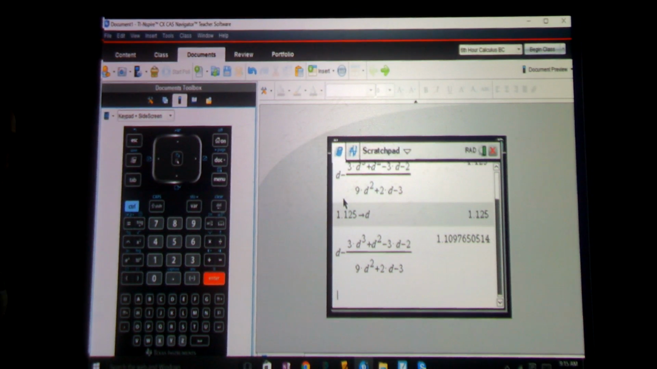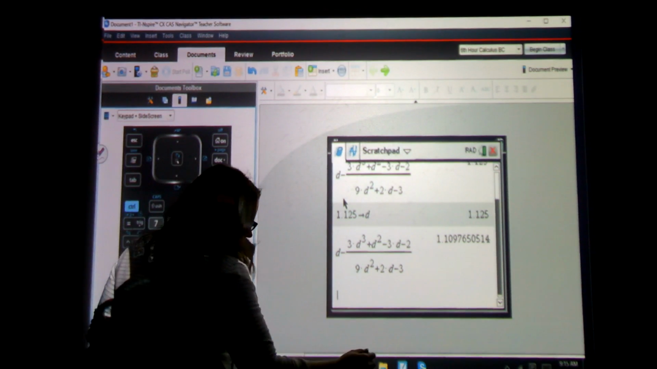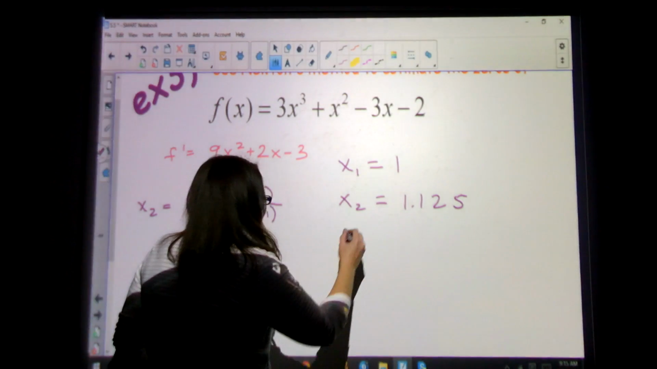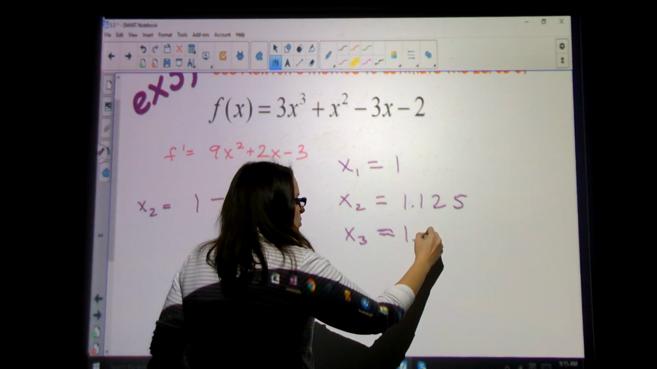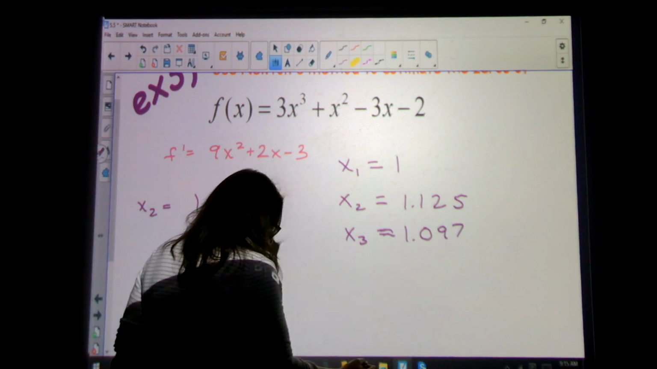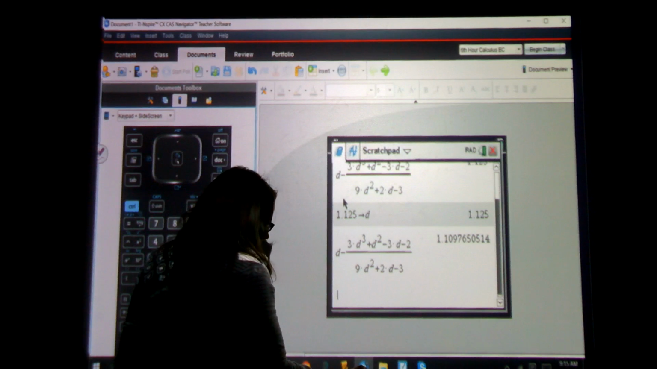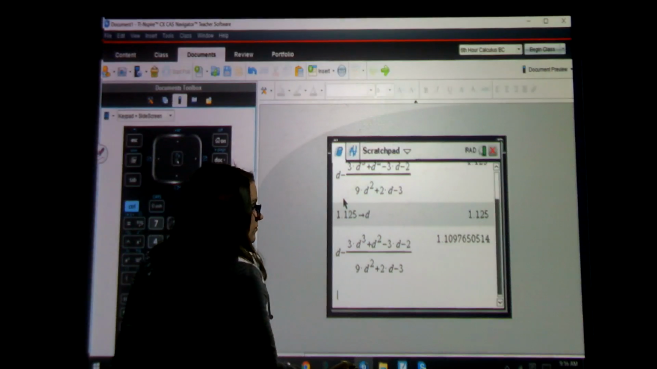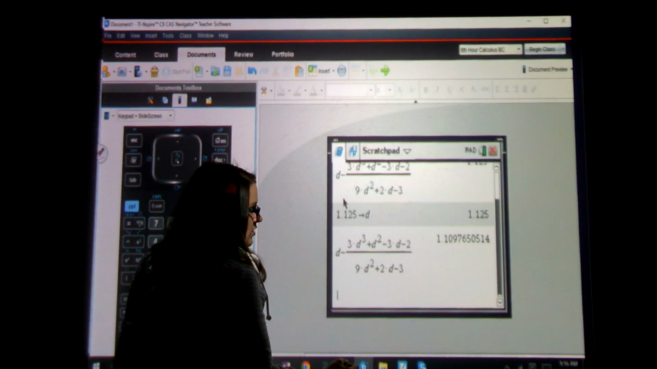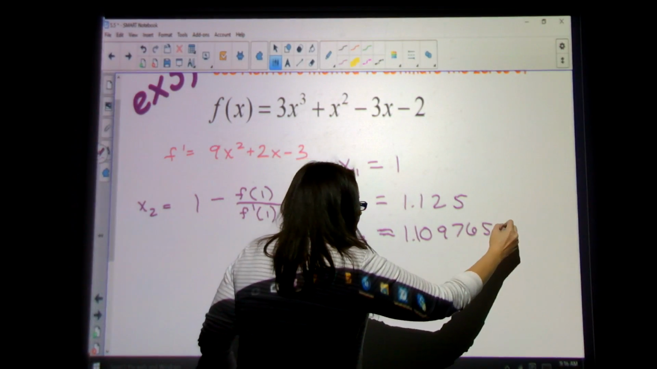Okay, so trying to remember this to write down is going to be interesting. This is where I need you guys right here with the calculators. So x sub 3 is approximately 1.097. Oh, 1.097. Let me fix that real quick. 1.097650514.